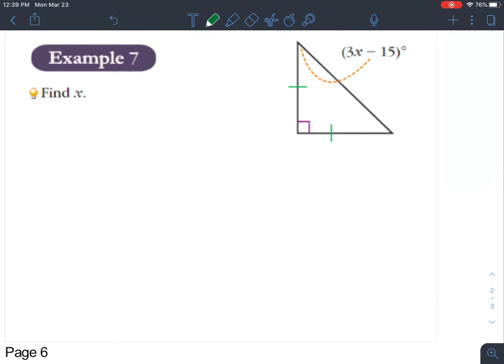Okay, so as usual, what we should do first is label the type of triangle that we have so that we know how to solve this. So starting off, I see we've got two sides that are congruent, so that means that this is an isosceles triangle. Then the second thing I noticed is that we have a right angle. So it's an isosceles right triangle. Therefore, these two angles must be the same, so this down here is also 3x minus 15.